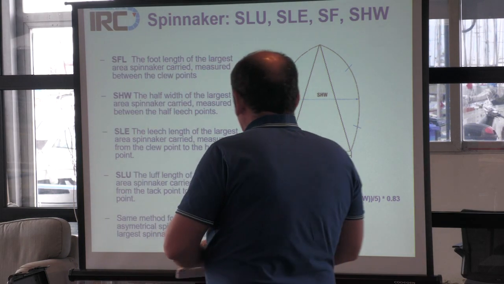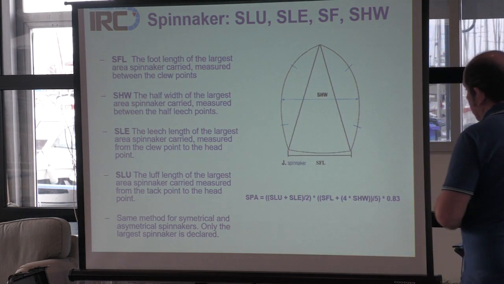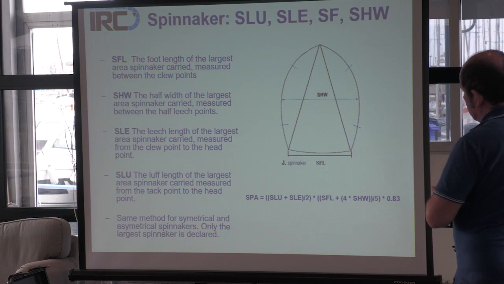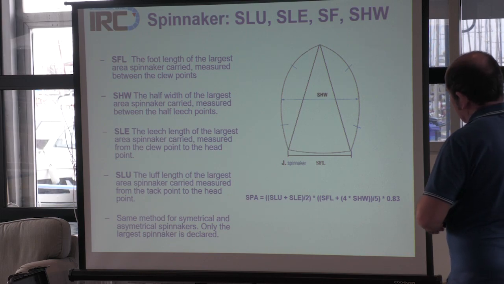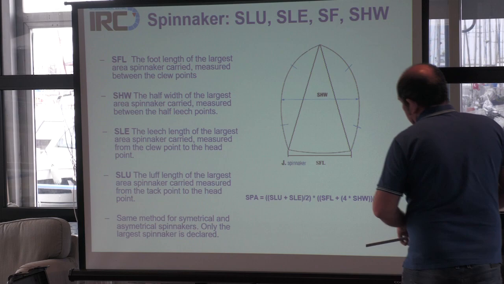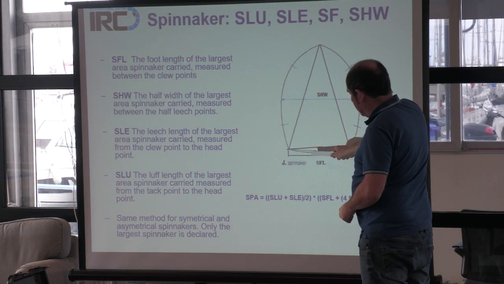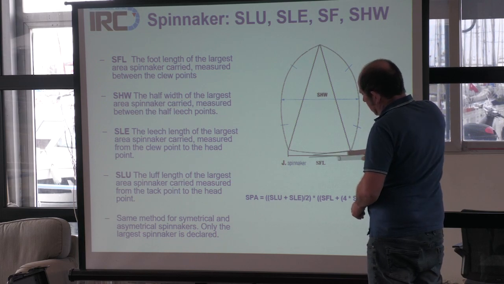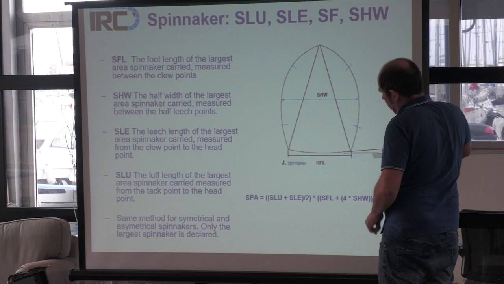Spinnaker measurement, whether it is an asymmetric or a symmetric spinnaker, we will measure the half width, the foot length, the reach and the luff length. Foot length is the horizontal distance between, let's say, the luff and the clue and tack point.